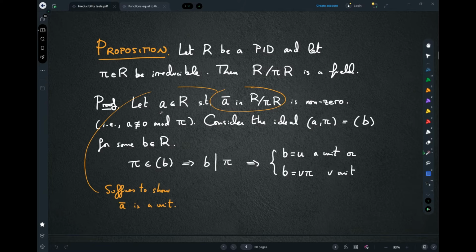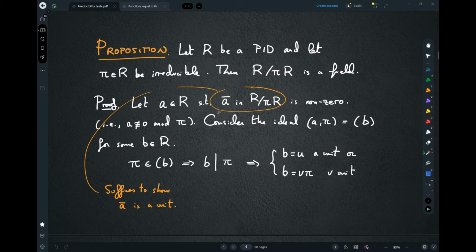So let A be an element of the ring, and consider the class of A in the quotient of R by pi R. We want to show that R modulo pi R is a field, and it suffices to show that this is a field. Clearly, this is a domain, and we just need to show that every non-zero element is a unit. So that's what I'm going to do. Take A bar to be an element in here that is non-zero, and I'm going to show that it is a unit, so I'm going to construct a multiplicative inverse.